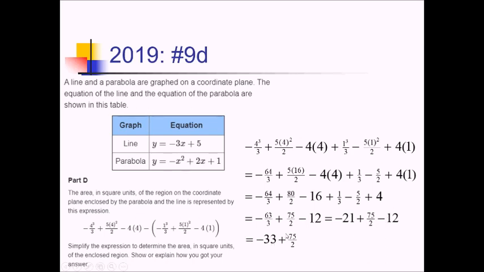And finally, I have to combine these together. Negative 33, I can rewrite that with a 2 in the denominator as negative 66 over 2 if I multiply by 2 over 2. Negative 66 over 2 plus 75 over 2, that's going to be 9 over 2. And that's as simplified as it's going to get. You could turn it into 4 1/2, but you don't need to.